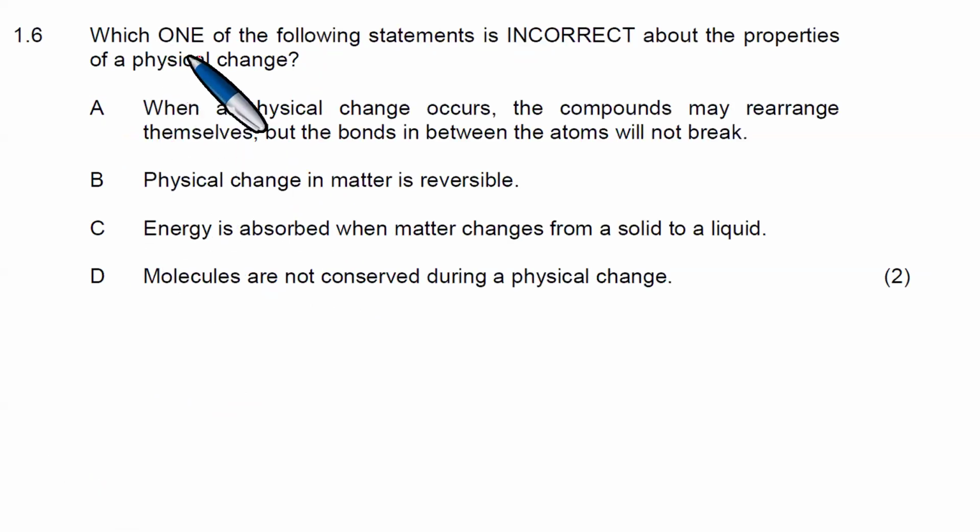Next point. Right, in 1.6, we're saying which one of the following statements is incorrect about the properties of a physical change? When a physical change occurs, the compounds may rearrange themselves.